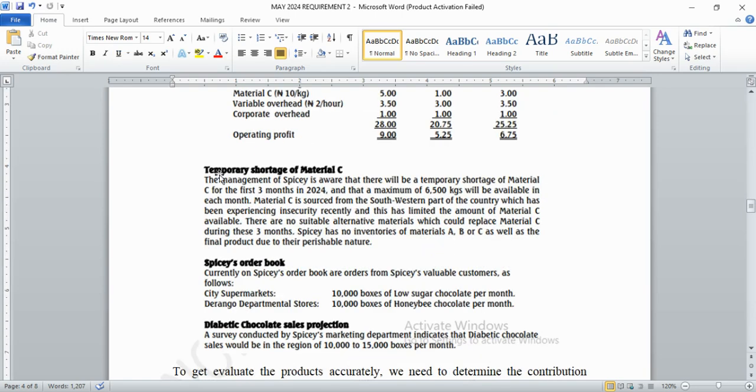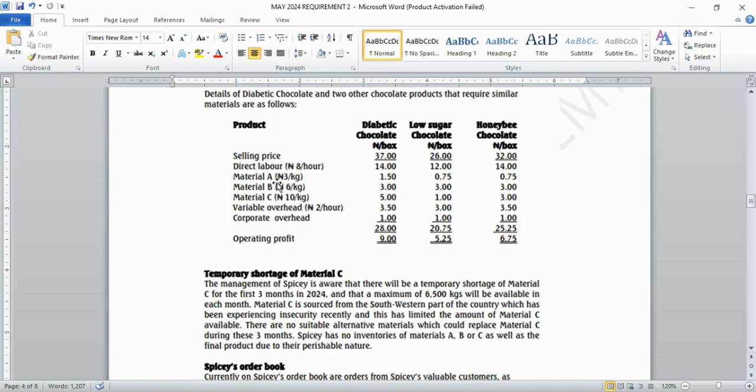Now we're told further that there's a temporary shortage of material C. Don't forget that in this case we have three materials: material A, B, and C. For this material C, the management of Spicey are aware that there will be a temporary shortage for the first 3 months. Remember that in the requirements, we're told that we should tell them how much they should produce and sell for the first 3 months.